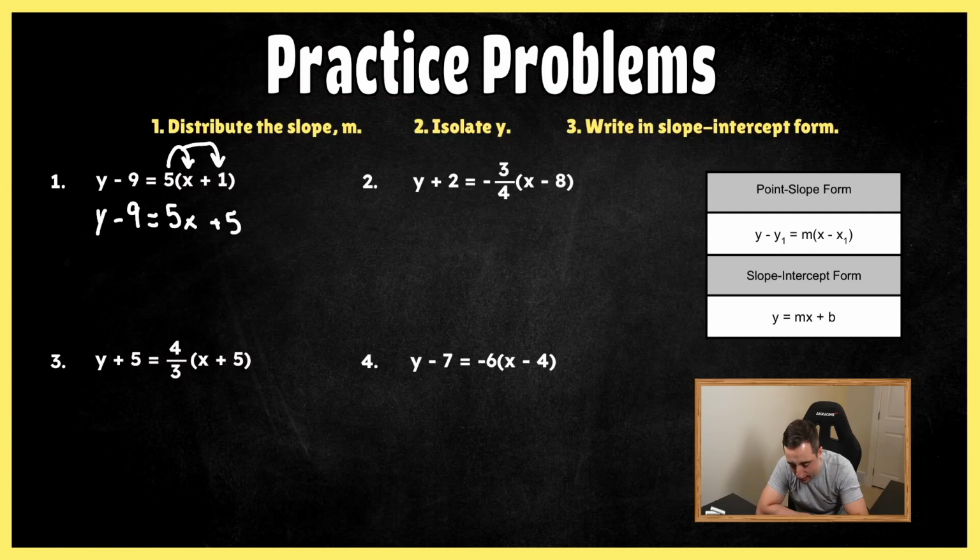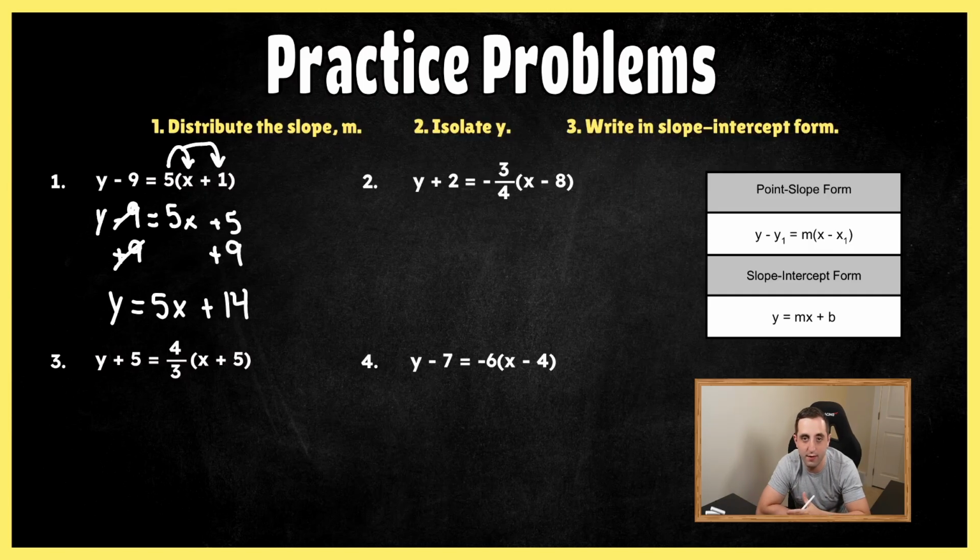Now we need to isolate y. So let's go ahead and add 9 to both sides. Opposites cancel. And we should get y equals 5x plus 14 for our final answer in slope-intercept form. So if you got one right, very, very nice job. And now let's make our way over to number 2.